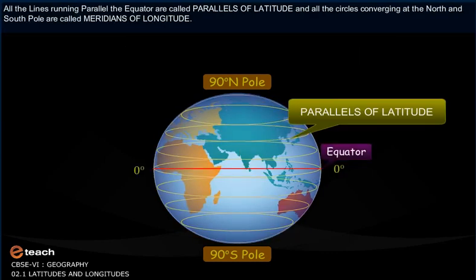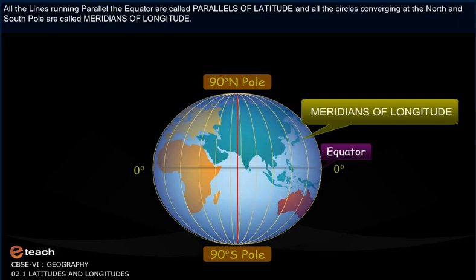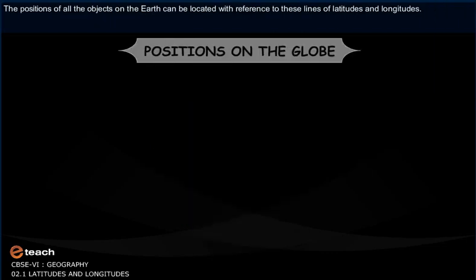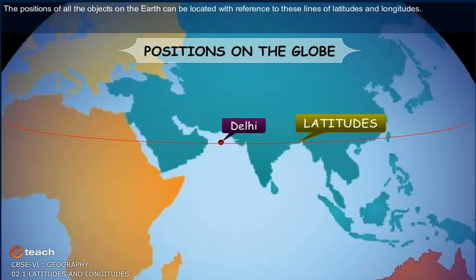All the lines running parallel to the equator are called parallels of latitude, and all the circles converging at the north and the south pole are called meridians of longitude. The positions of all the objects on the Earth can be located with reference to these lines of latitudes and longitudes.